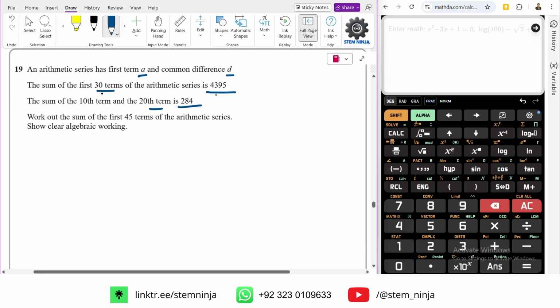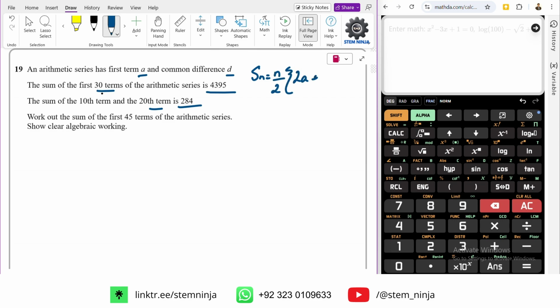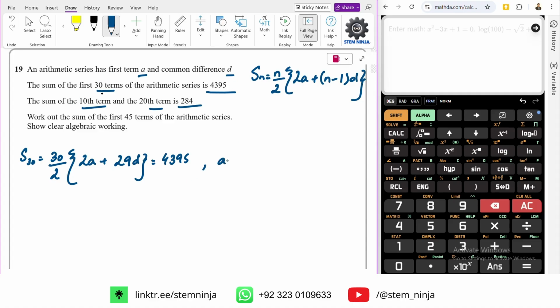So sum of the first 30 terms, we know the formula, Sn = n over 2 (2a + (n minus 1)d). So this would become sum of first 30 terms, 30 divided by 2, 2 times by a plus (n minus 1, n is 30, so) 29d equals to 4395. Second condition, for sum of the 10th term, that is a plus 9d plus 20th term, a plus 19d is 284.